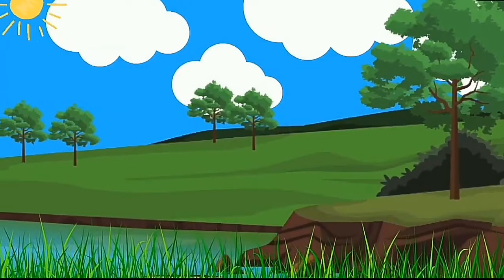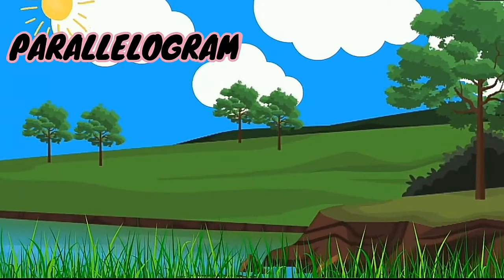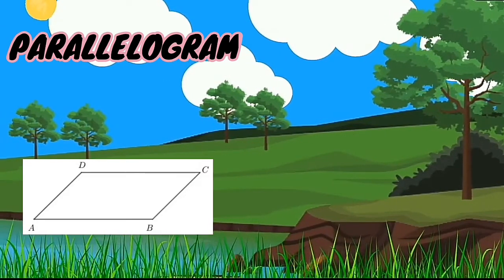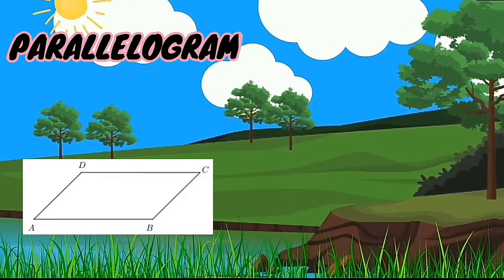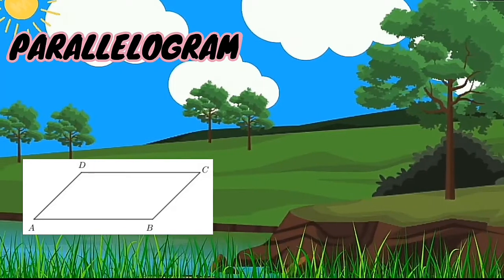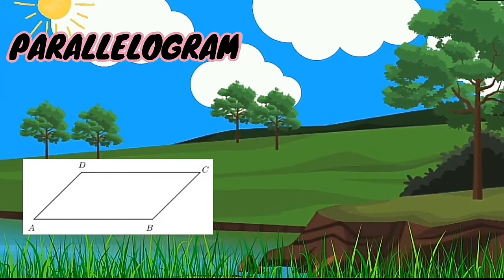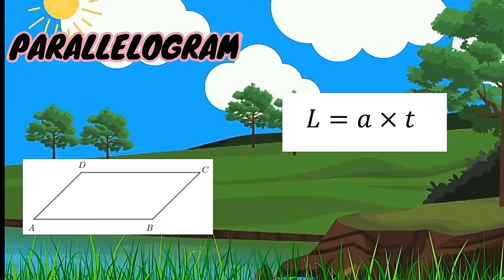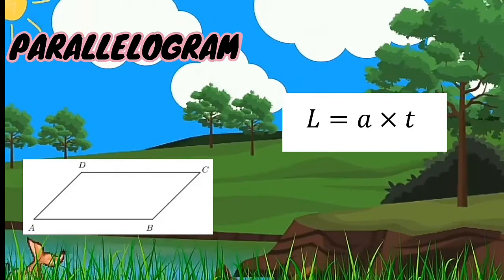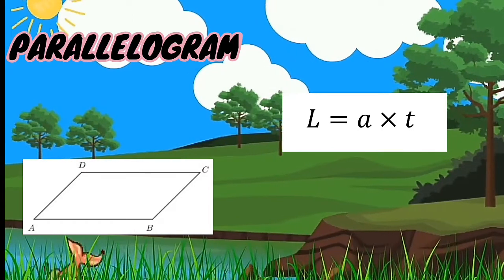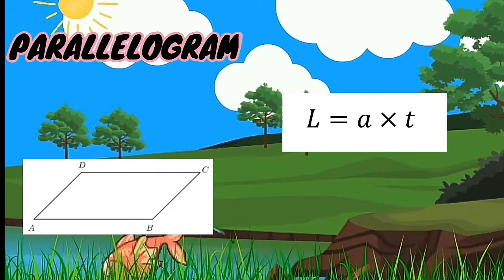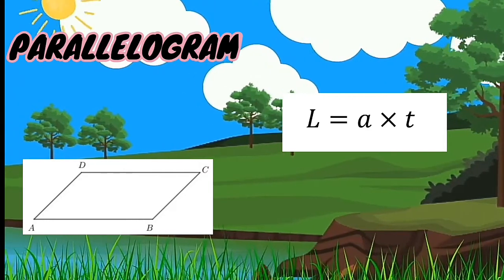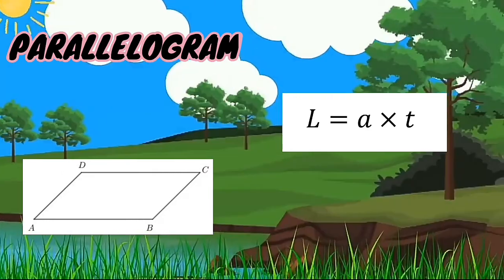The third shape we discuss is a parallelogram. Can you see what shape or picture a parallelogram looks like? The formula for the area of a parallelogram is L equals A times T. For more details on using the parallelogram formula, please pay attention to the example questions that I will explain.